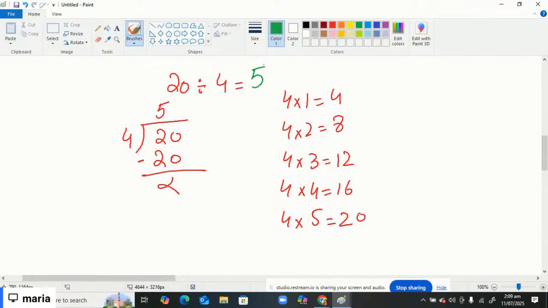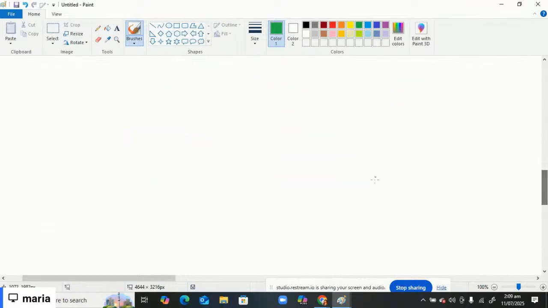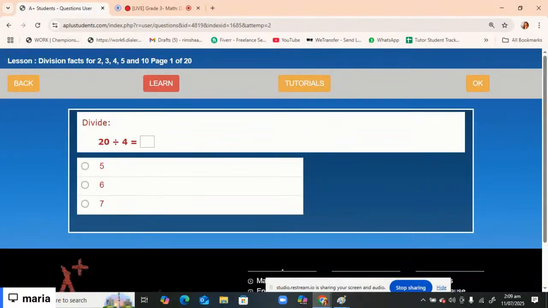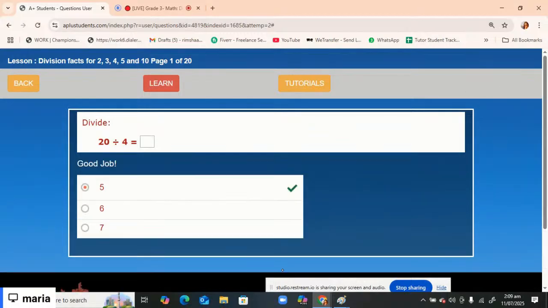So 4 times 5 is 20. Okay. Now let's check the answer here. 4 times 5 is 20. Let's see the options, and this is the right answer.